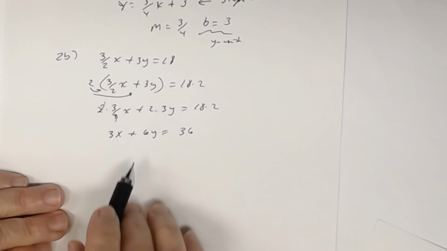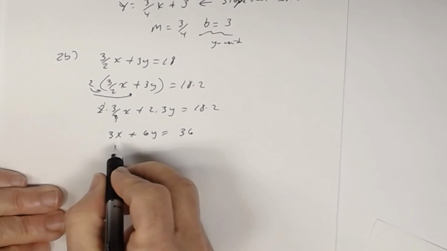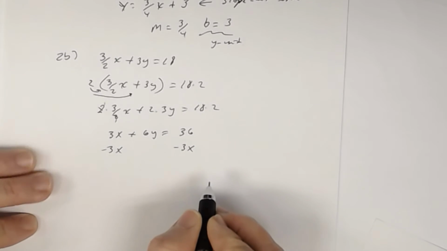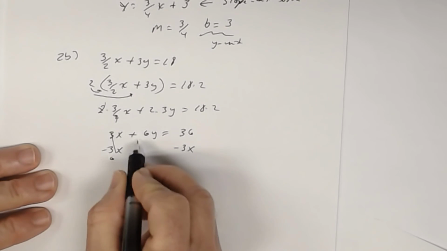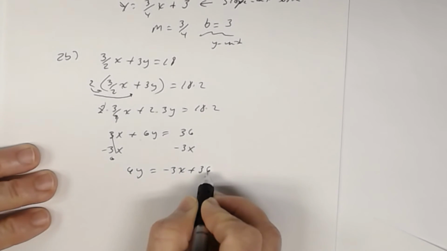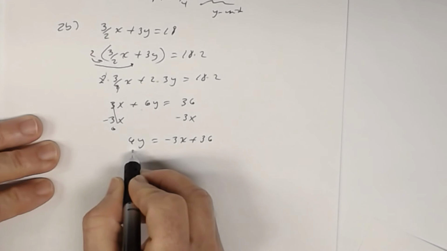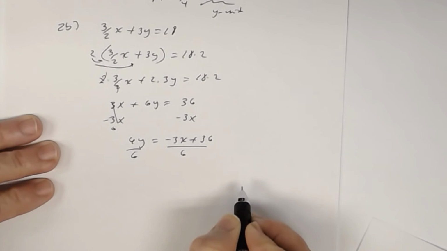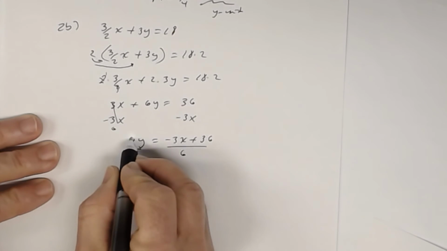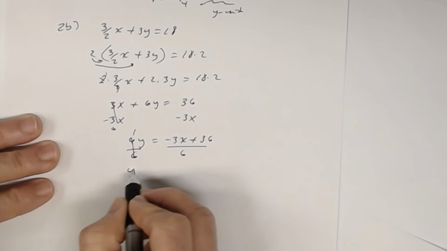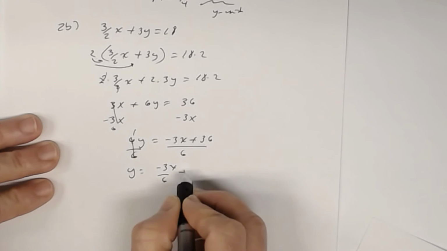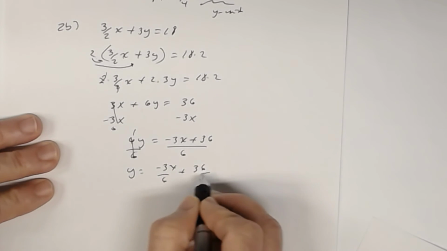So this right here looks just like this. Okay? So let's go ahead and get y by itself. We're going to put it in slope-intercept form. So I'm going to subtract 3x from both sides. And when I do that, I'm going to get 6y equals negative 3x plus 36. Then I'm going to divide both sides by 6, just like this. And then I'm going to rewrite this over. So 6 divided by 6 is 1. 1 times y is y. And then this becomes negative 3x divided by 6 plus 36 divided by 6.